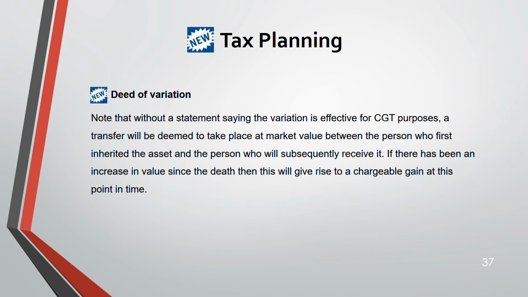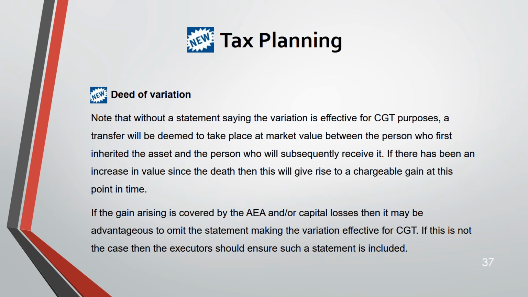If there has been an increase in value since death, this will give rise to a chargeable gain at this point in time. Be very careful of this point. If the gain arising is covered by the annual exemption amount or capital losses, then it will be advantageous to omit the statement, making the variation effective for CGT. If this is not the case, executors should ensure that such a statement is included. So you have to know when it's advantageous to include the statement and when it is not.